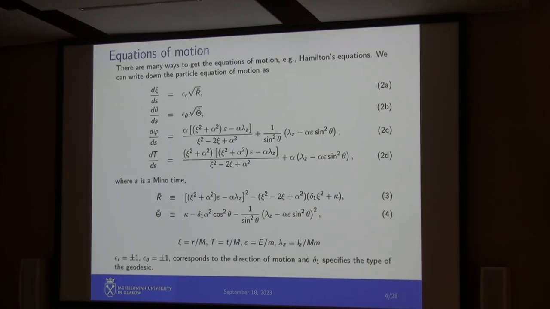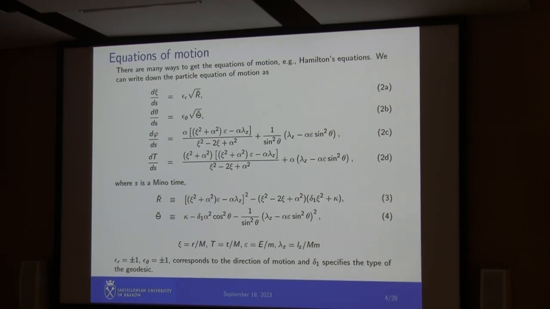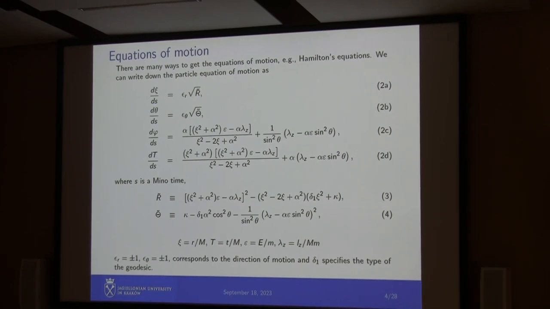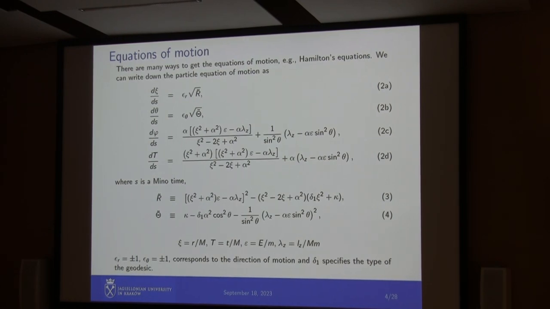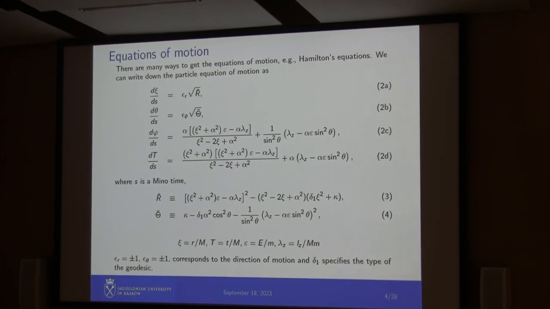When you have a metric, you can obtain the equations of motion for the test particle, and there are a few methods, but for Kerr the classical best method is the Hamilton-Jacobi separation. After doing all this, you obtain such a set of equations of motion for the test particle. What do we have here? First, these are dimensionless variables, because we don't want to worry about units, and they are defined here. Remember that psi is the dimensionless radial distance, capital T is the dimensionless time coordinate, epsilon is the dimensionless conserved energy, and lambda z is the dimensionless angular momentum.